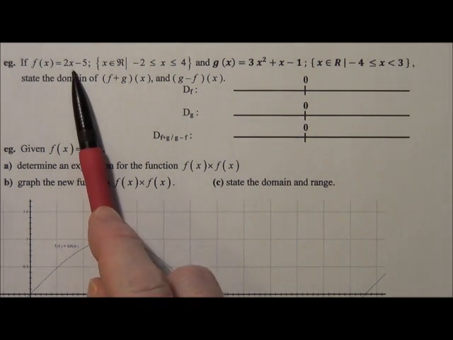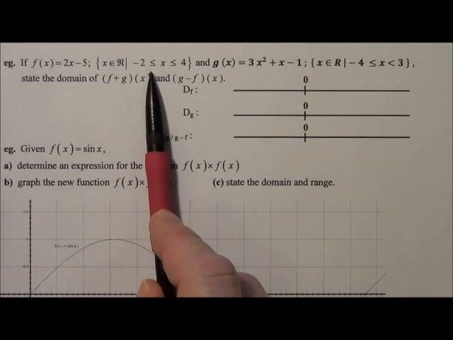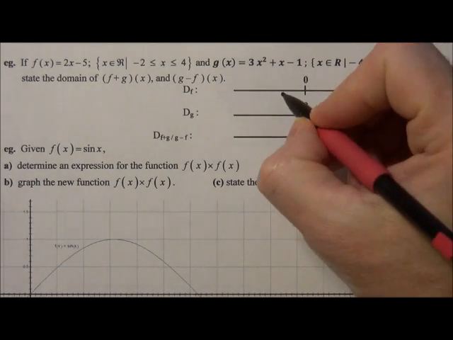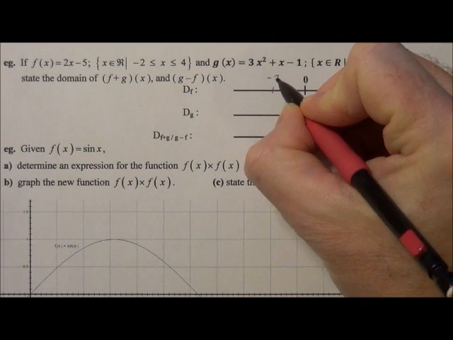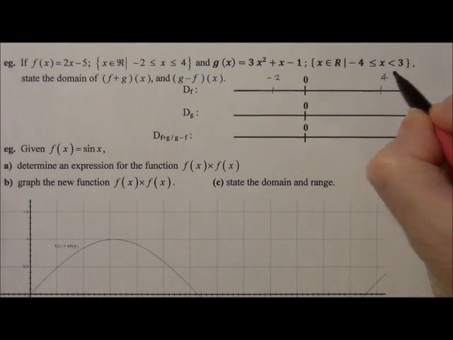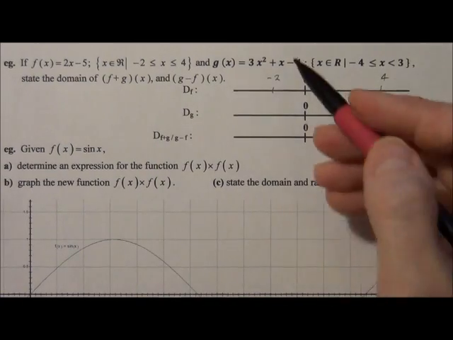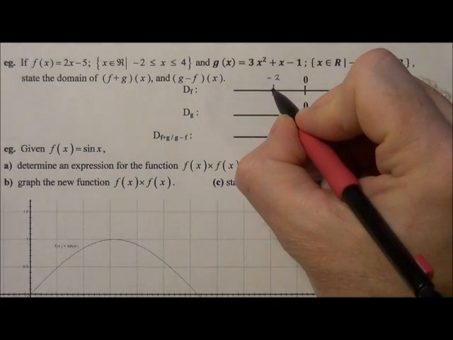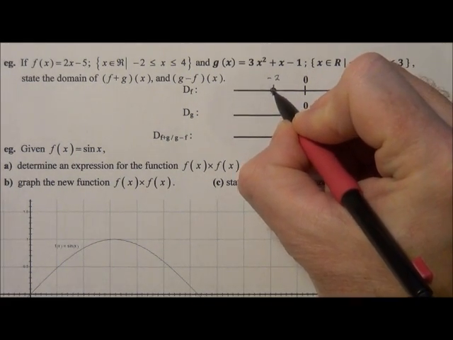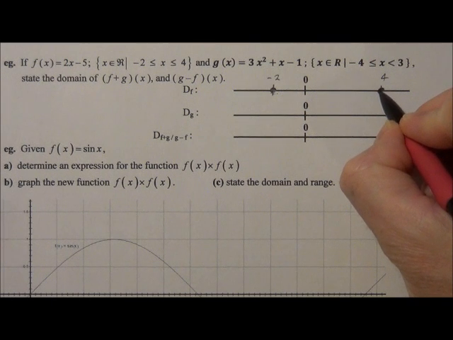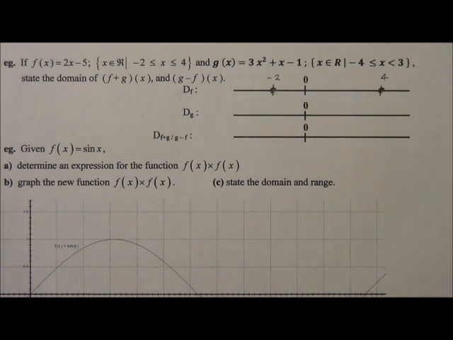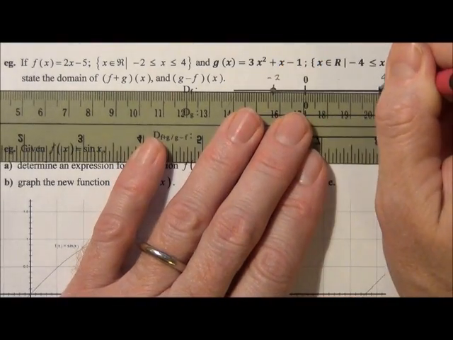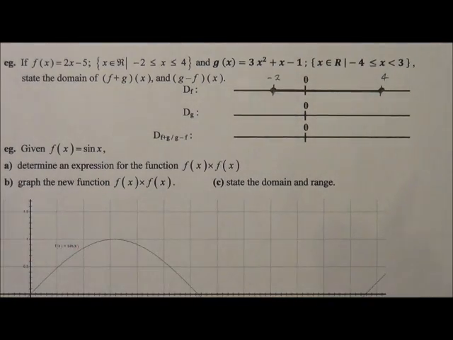Okay, so if f of x is 2x minus 5, where the domain is from negative 2 to positive 4, we can state, okay, so negative 2 is here, and positive 4 would be about there, and it's less than or equal to, so what kind of circle would that be? Okay, we'd have a closed circle because it's including. Closed on both of those. And so then the domain is going to be between these two, more or less like that.